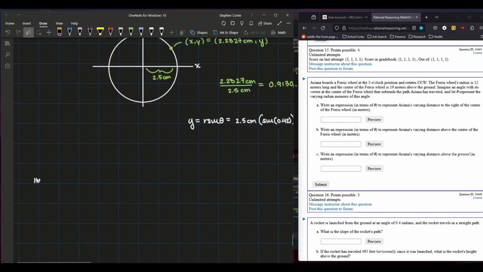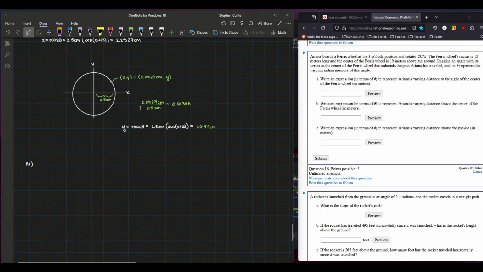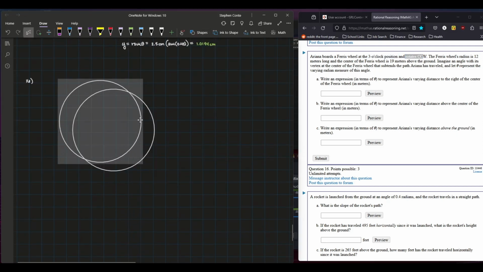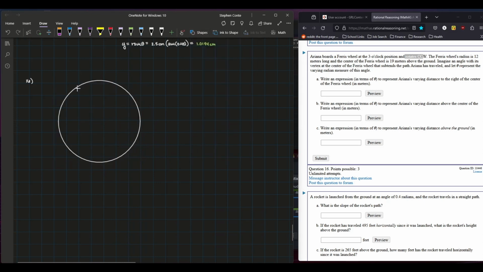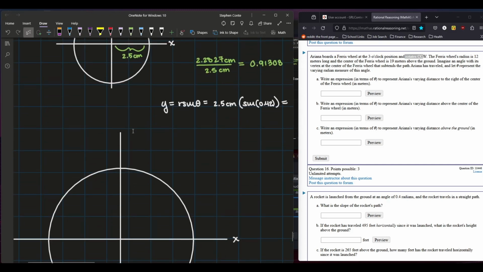Okay, question 16. We're boarding a Ferris wheel at the 3 o'clock position and rotating counterclockwise. Obviously we're talking about movement on a circle. So we're still working with the unit circle, still working with the general trig that we're familiar with. So this is an x and a y.